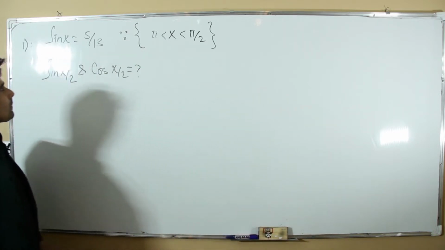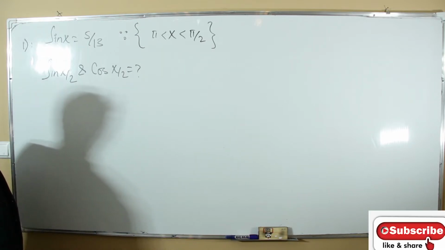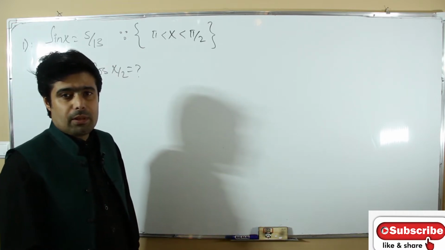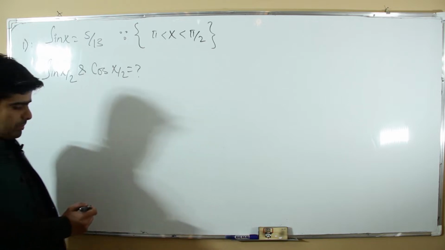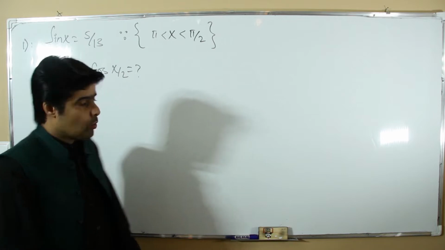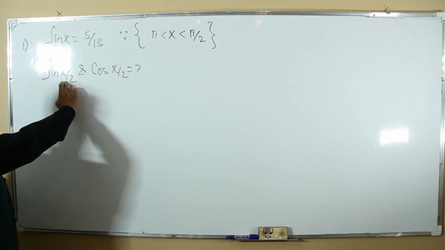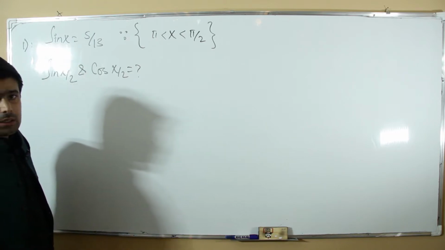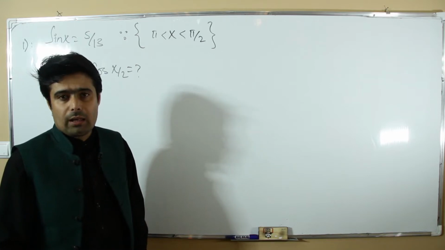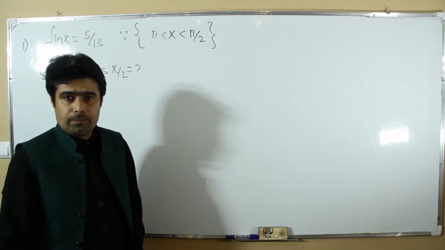By the way, our first example: sine x is equal to 5 by 13. Now what is sine x by 2, and what is cosine x by 2? It's a very easy example. First, in trigonometry, you have to relate the angle. What the angle is: this is x by 2 and this one is x. It means x by 2 is half of x. It means the relation between the half angle and its own angle, or we can say the relation between alpha and 2 alpha.